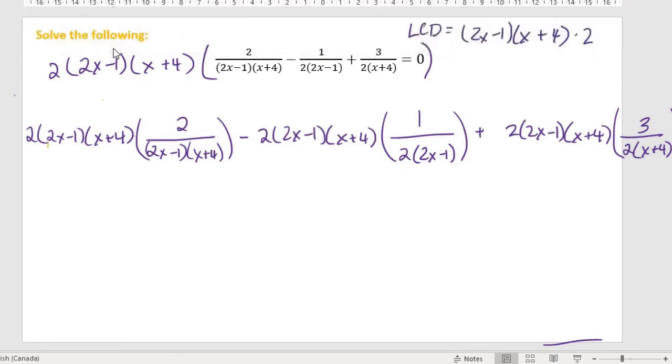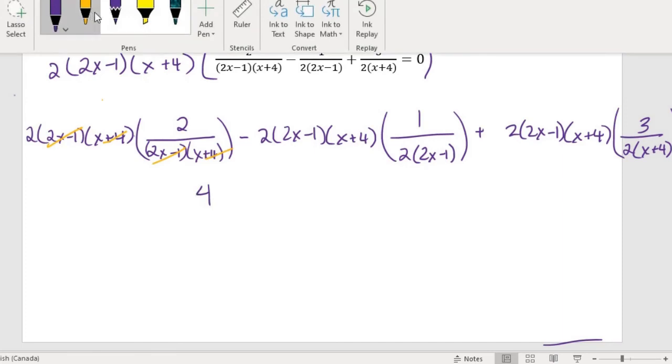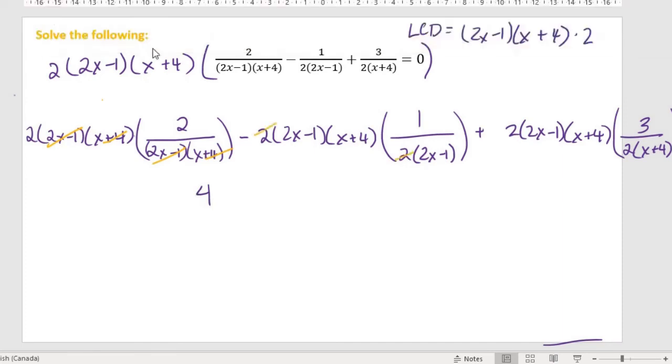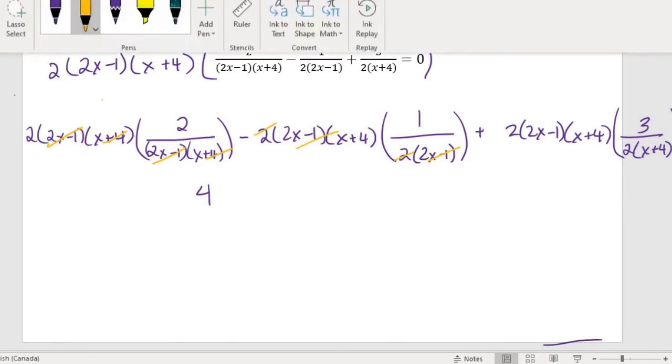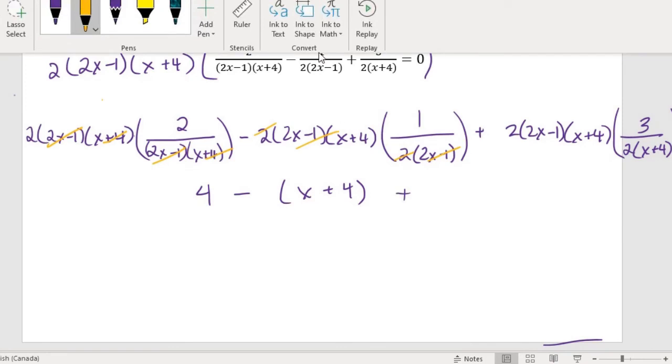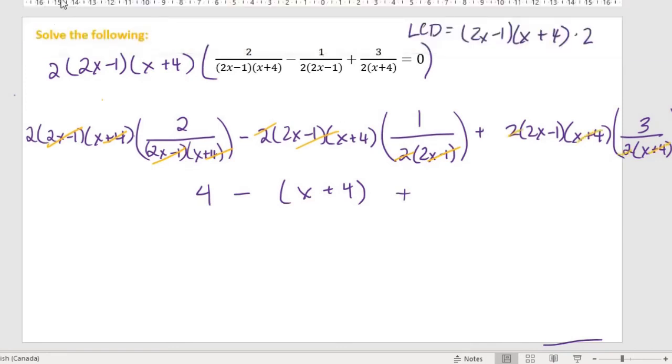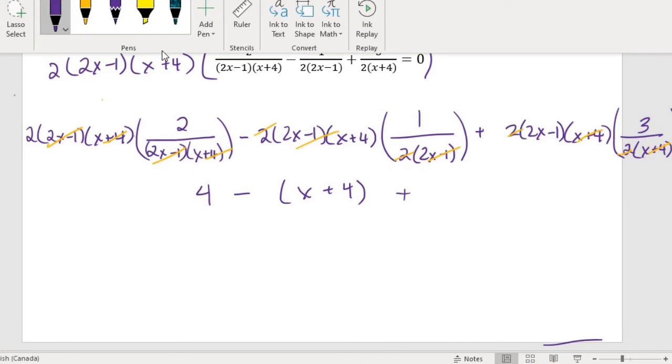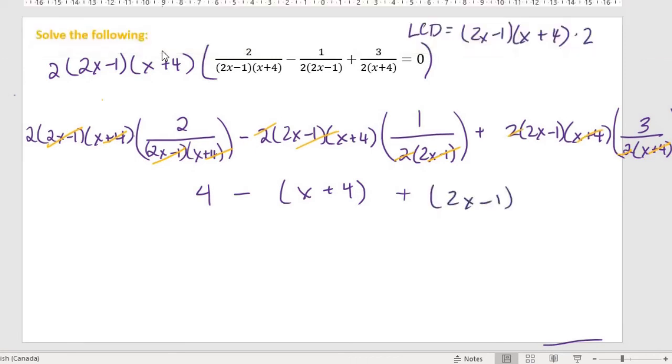All right, there's lots I can cancel here. The 2x minus 1s, the x plus 4s, and I'm left with 2 times 2. I'm left with 4. In the second term, the 2's cancel, the 2x minus 1's cancel, and we're once again left with negative, so be careful here, x plus 4 times 1, so we don't need to write that. And then finally, the 2's cancel, as do the x plus 4's, and we're left with positive 2x minus 1 times 3. Again, if you use distributive property immediately, that works as well.